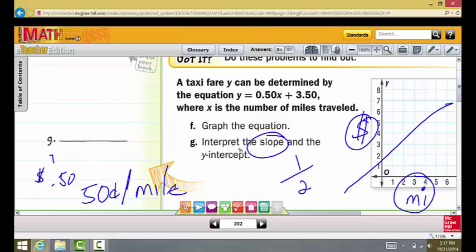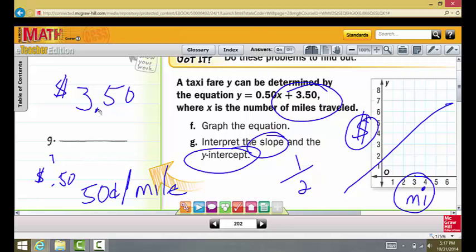And what does the y-intercept mean? It means that when we get in the taxi, we are going to pay $3.50 before we even go anywhere. And then additionally, we're going to pay 50 cents per mile from that point on. So the slope is the per mile charge, and the y-intercept is the initial charge.